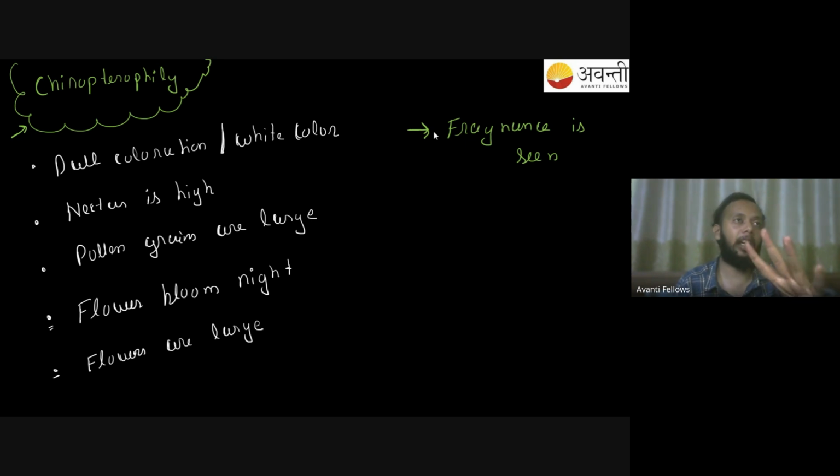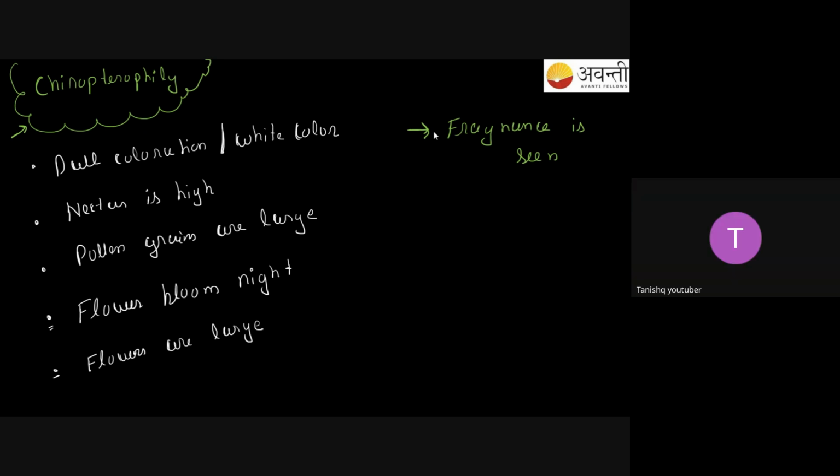All right, now tell me 4 characters of a flower which depends on the wind for pollination. Tanishk, बताओ. Sir, the flowers will have no color, no odor, no fragrance. They will have feathery stigma, and so many pollen grains are produced at a time.